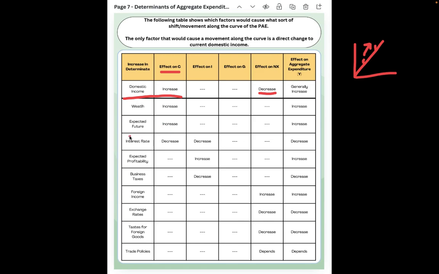However, for something like expected future income, where people believe that they're going to make more money eventually, the actual GDP doesn't change, but their assumption of what it will be does, which means that the PAE curve, number one here, actually ends up changing and increasing to this PAE curve, number two.